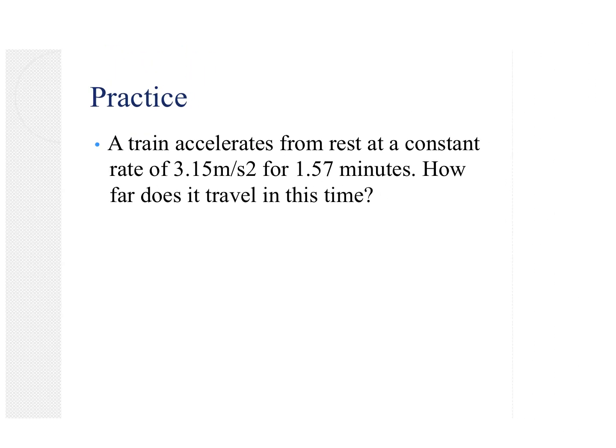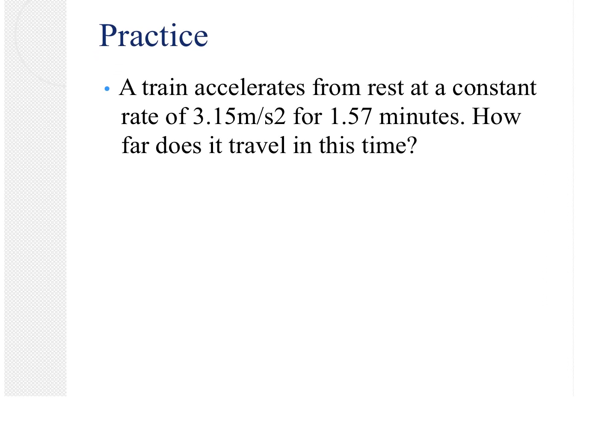A train accelerates from rest at a constant rate of 3.15 meters per second squared for 1.57 minutes. How far does it travel in that time? Okay, a couple context clues that we have to look at here. If it says from rest, what's that tell me about my initial velocity? It's 0, right? Initial velocity in this case is 0. It accelerates at this 3.15, so that would be A, right? It gives me that information pretty clearly.